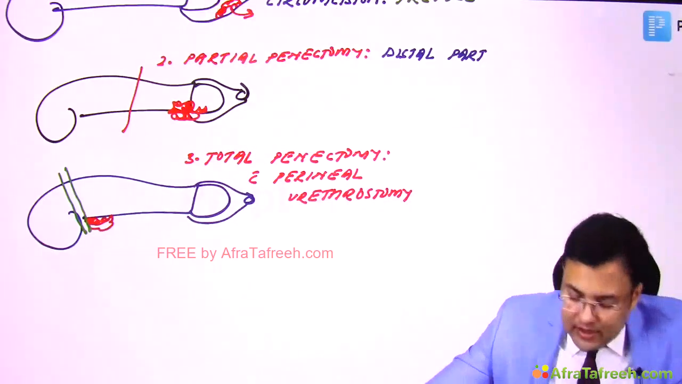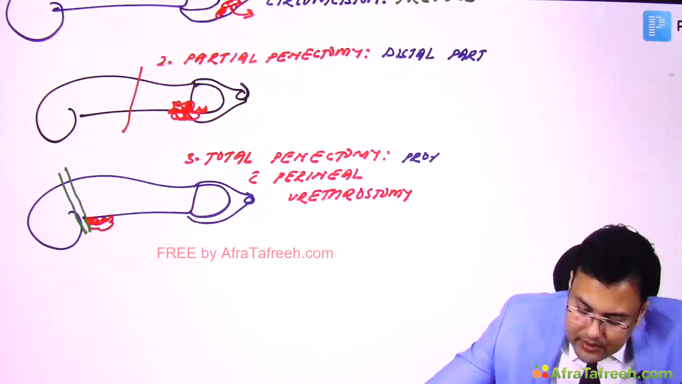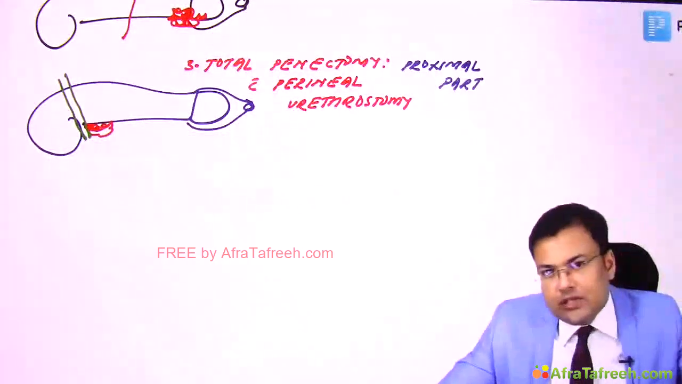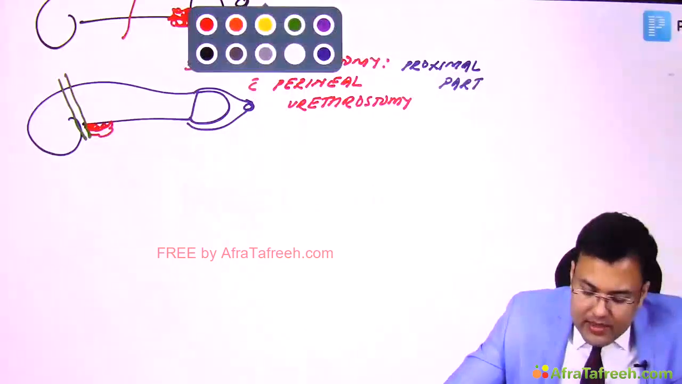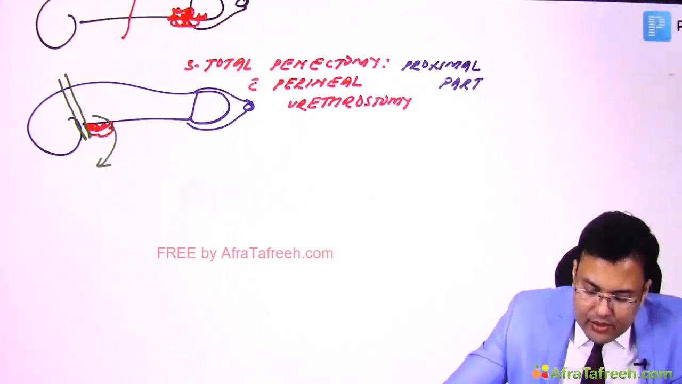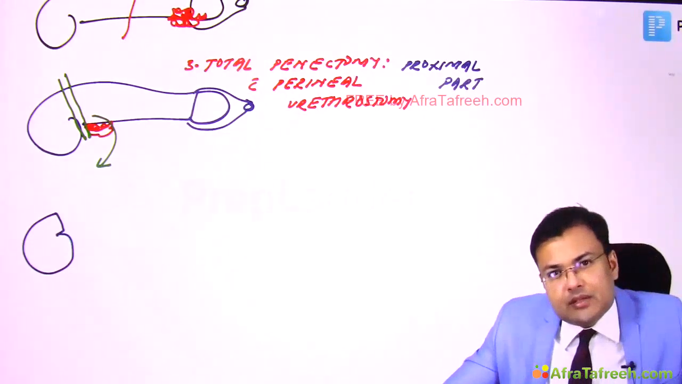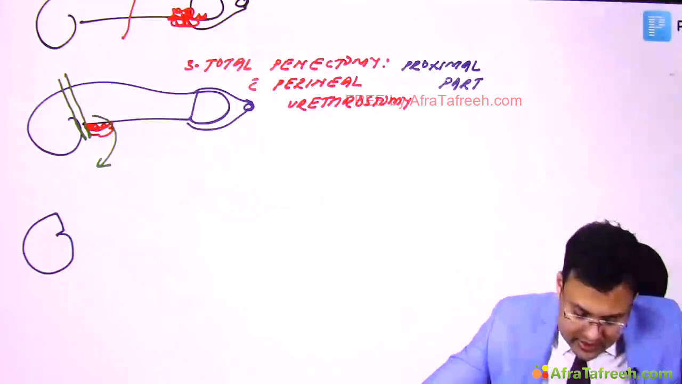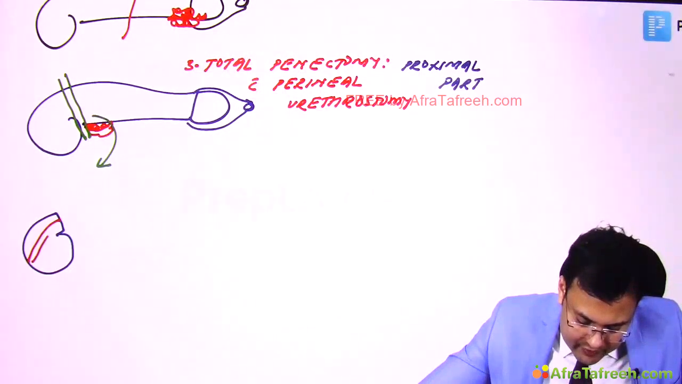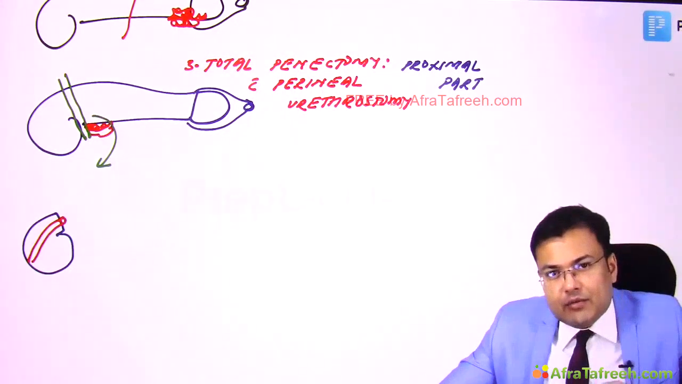Malignancies which are involving the proximal part. Okay, now see this simple concept. Imagine I'm going for total penectomy. So what will happen? The penis will be something like this, because penis is removed, and urethra will open where? Here. And if urethra is opening here, what's the problem?